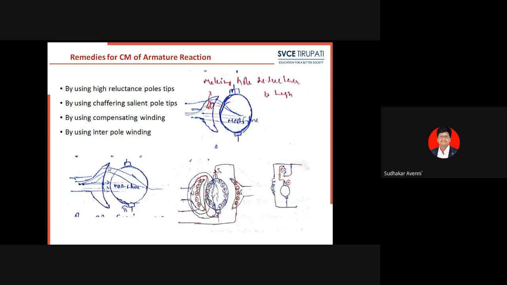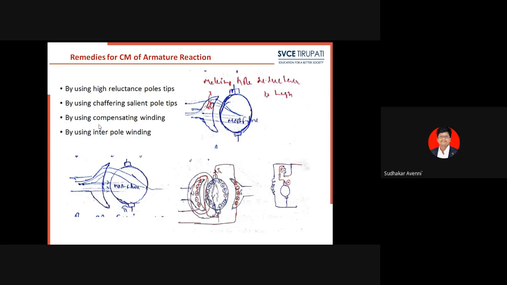And also by using chamfering of salient poles. This is the chamfering of salient poles. Here we can increase the air gap length between the rotor and the chamfered pole. Automatically, when this gap increases, the reluctance increases, so the armature flux coming from the trailing pole tip is going to be reduced.